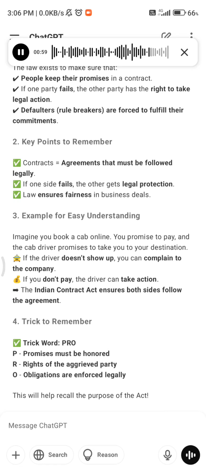Trick to remember: Promises must be honored. Promises of the aggrieved party, obligations are enforced legally. This will help recall the purpose of the Act.